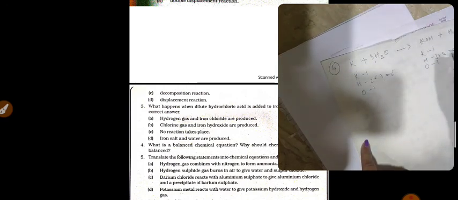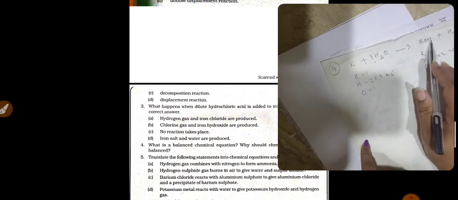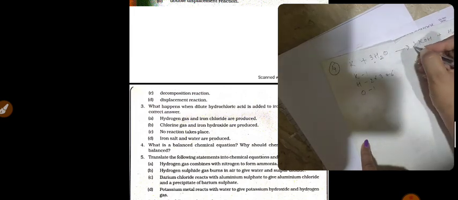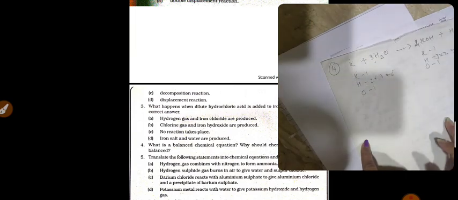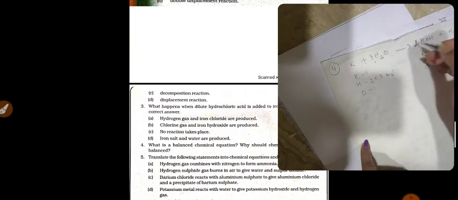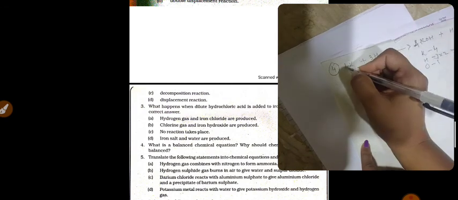Now this will form 2, and if we multiply, this is 1. So 4 we want to get, so we will multiply by 2. So 4. So potassium 4. Then this will also be 4.